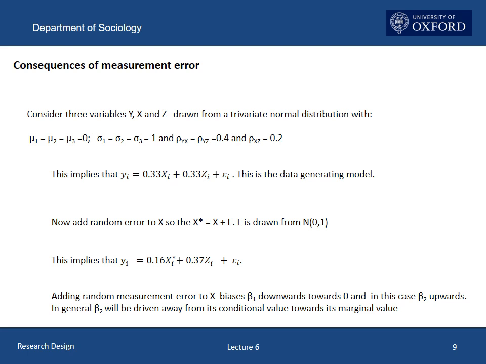Adding random measurement error to x biases its slope coefficient downwards towards 0, and in addition, it drives the slope coefficient for z away from its true conditional value towards its marginal value. In other words, away from 0.33 towards 0.4. So, even if just one of the explanatory variables is contaminated with random measurement error, it has consequences for the estimated slope of all of the others.